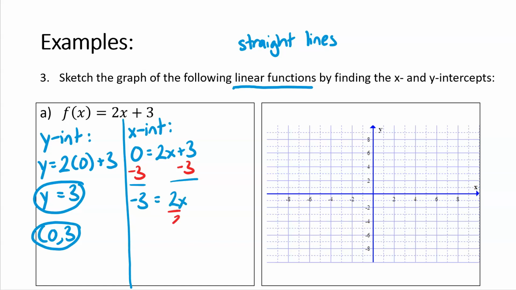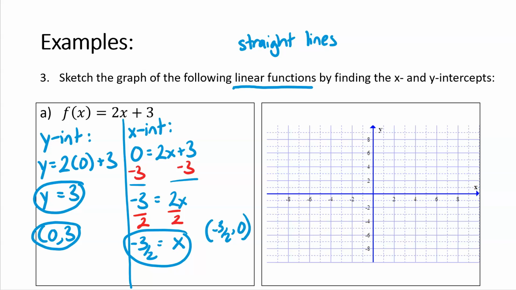So next step would be dividing both sides by 2. And we'll have 2 divided by 2 on the right is just 1 times x. And on the left, you just have negative 3 over 2. So your x-intercept is negative 3 over 2, as an ordered pair, (negative 3 over 2, 0).